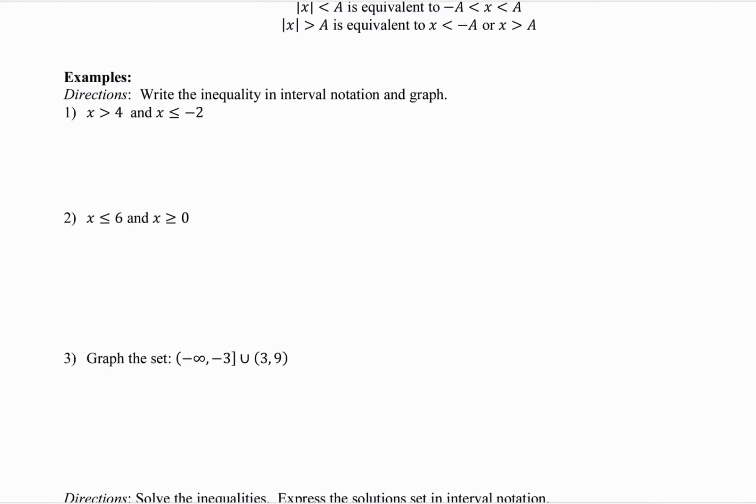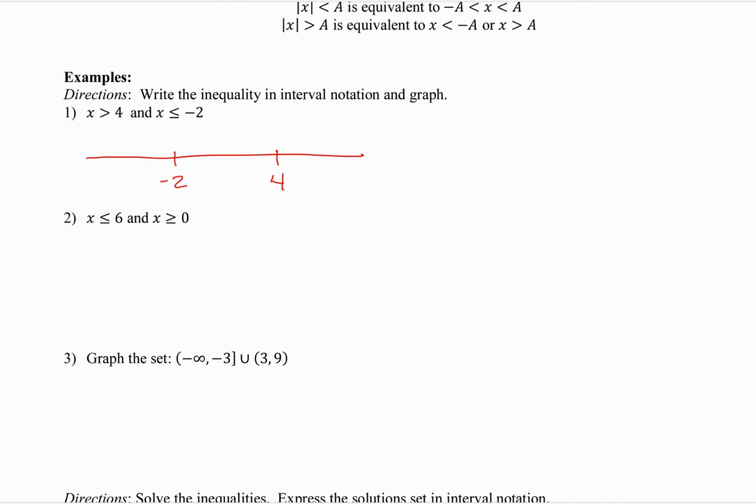First, I'm going to show you how to graph these and write these in interval notation, and how to go from interval notation to a graph. So first, let's graph this, and then I want to write it in interval notation. So here is -2, and here is 4.